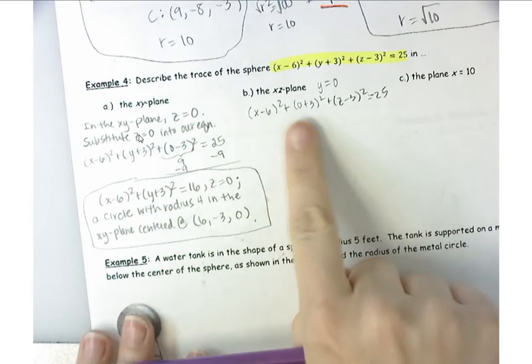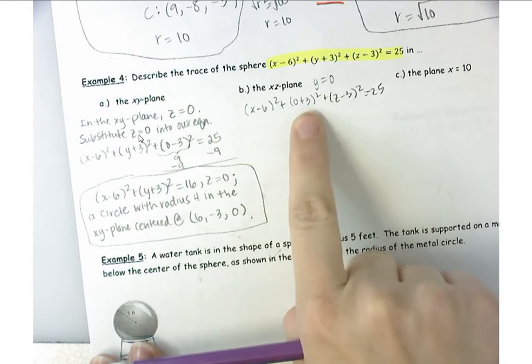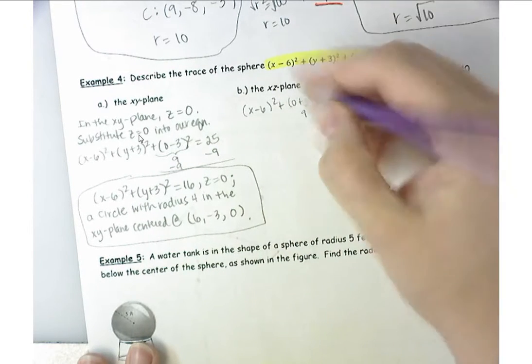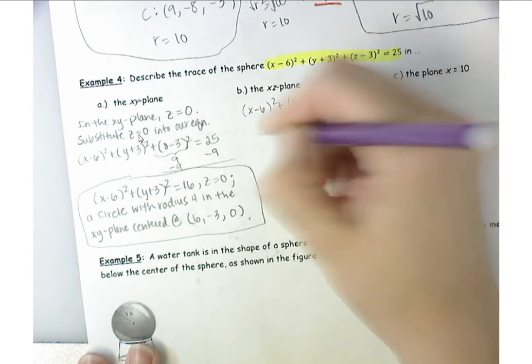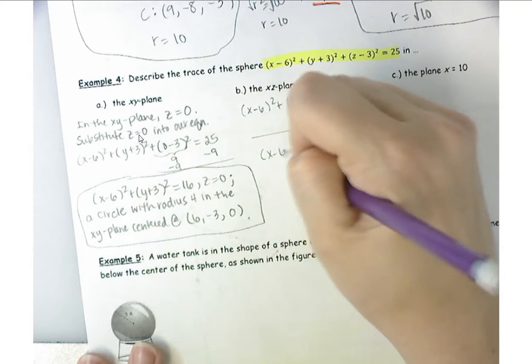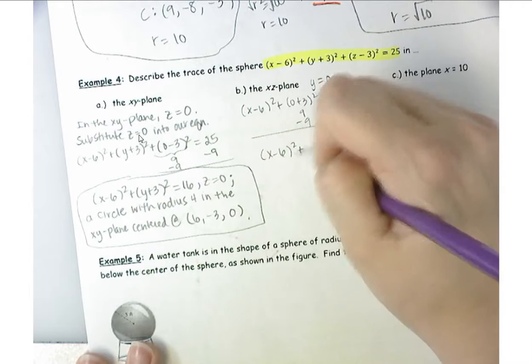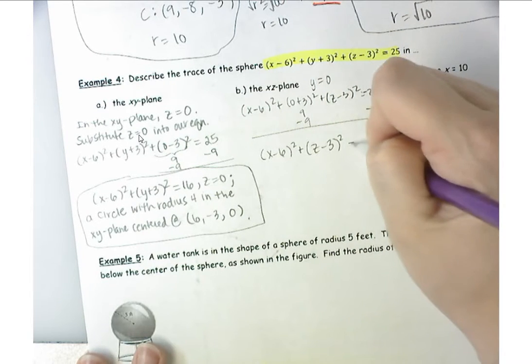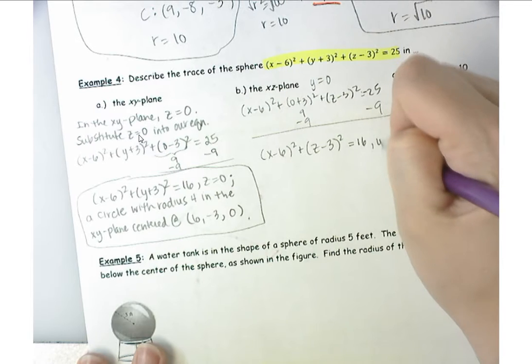Okay, so now when you plugged in 0, you got 0 plus 3 squared, which was actually 9 again. So you're going to be subtracting 9 from both sides, just like you did before. And it's going to be (x - 6) squared plus (z - 3) squared equals 16. And that's when y is equal to 0.